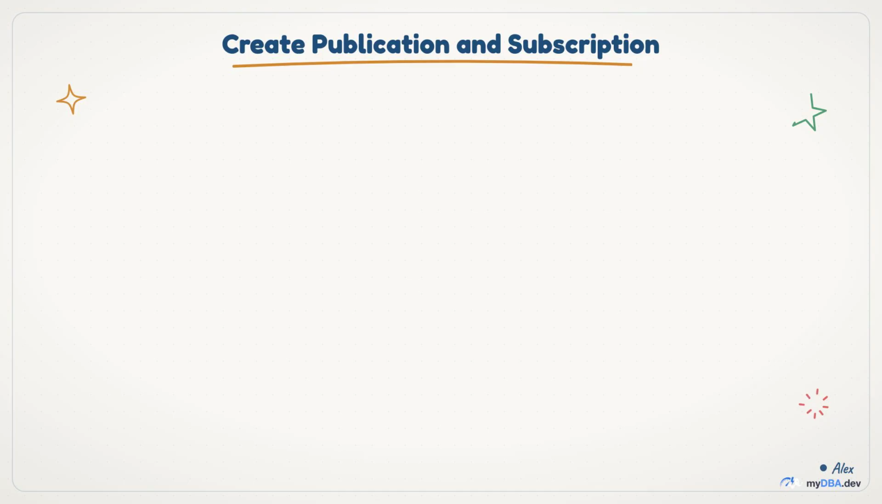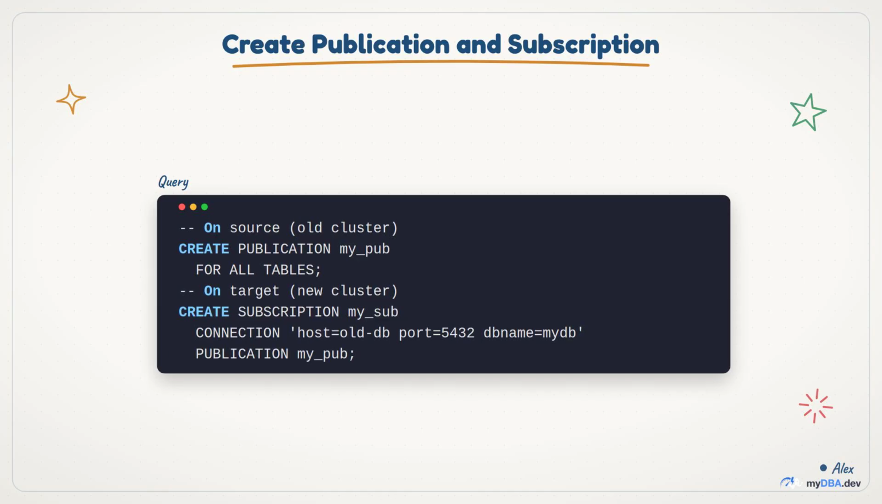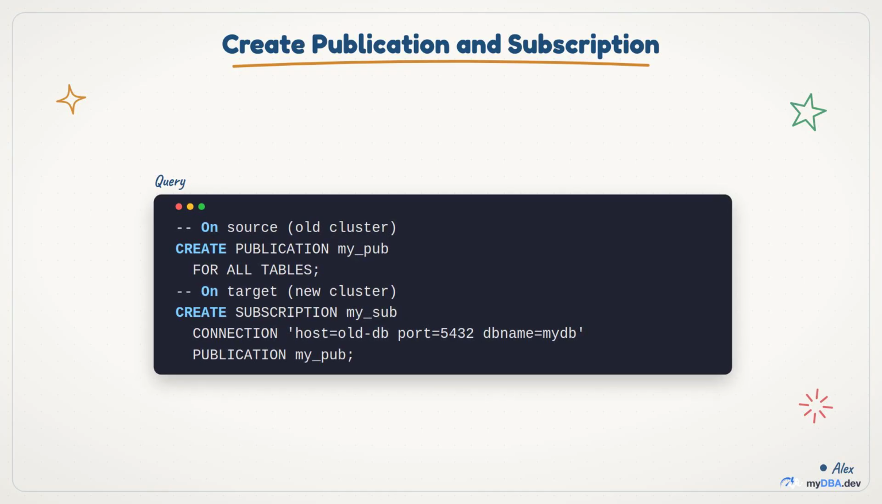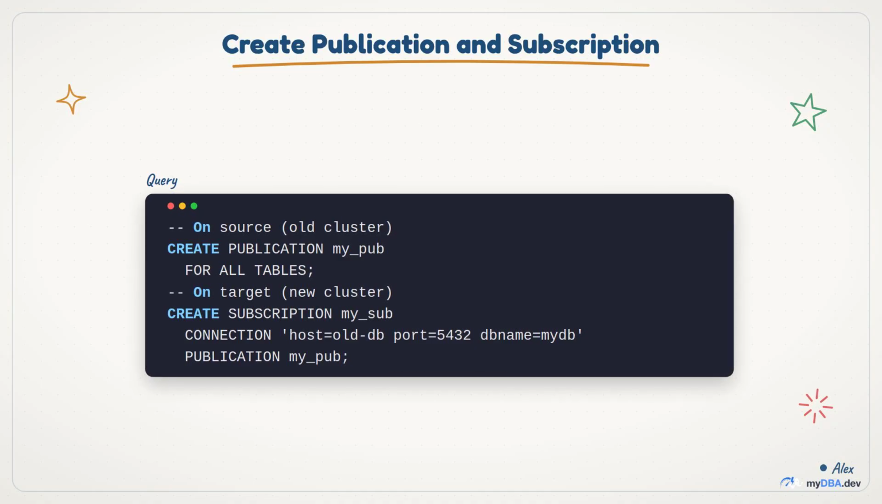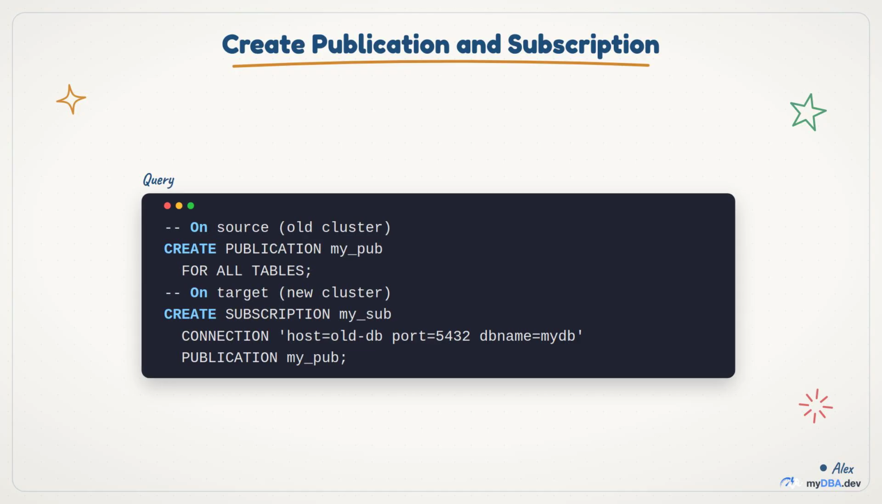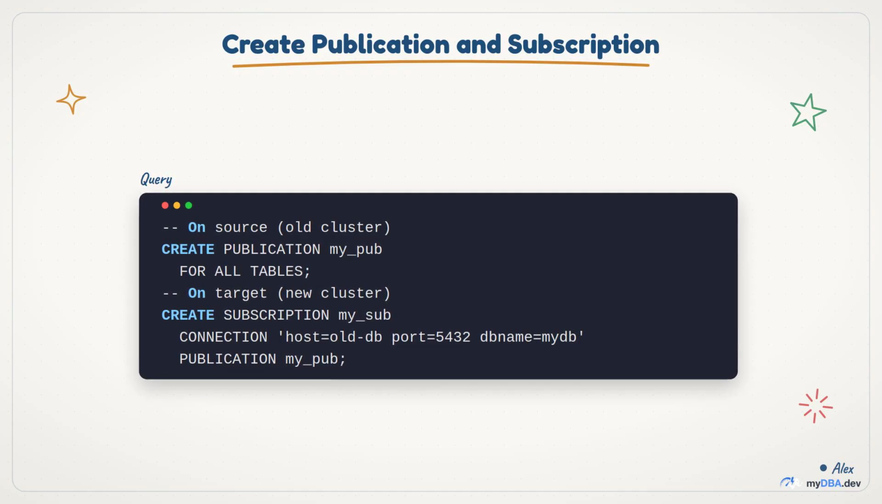On the source, you create a publication. This defines what gets replicated. FOR ALL TABLES is common, but you can list specific tables if needed. Then on the target cluster, you create a subscription pointing to the source and referencing that publication.